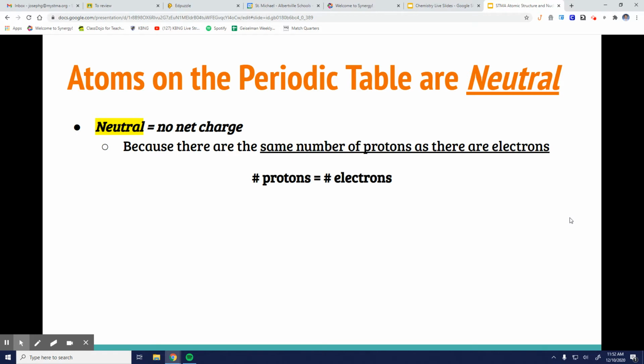So if an atom is atomic number 82, it has 82 protons and it has 82 electrons. That is if it's neutral, and that's the way we find them all on the periodic table.